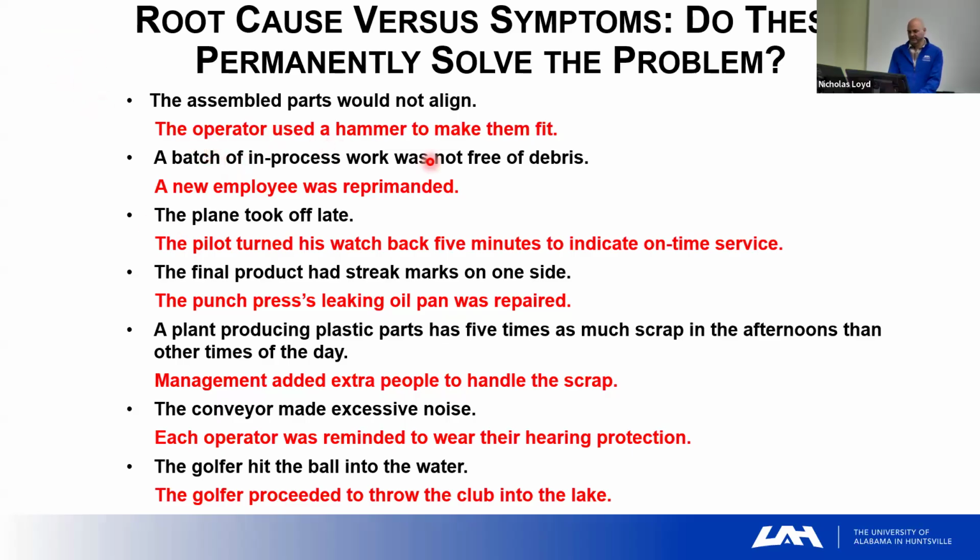We had a batch of in-process work that had debris on it. And our solution is getting onto someone and writing them up. Does that fix the root cause of the debris? Or just treat a symptom? Developing a mindset to where we can properly identify root causes and avoid trying to react to treating symptoms is critical.